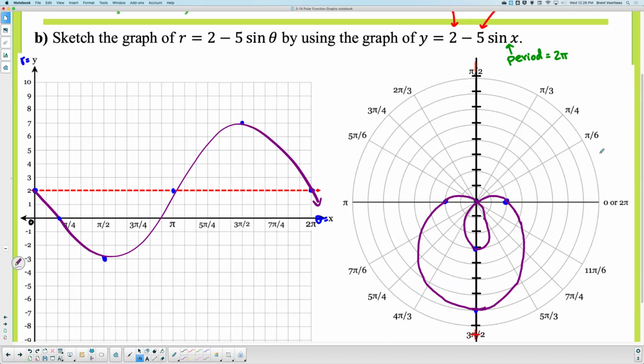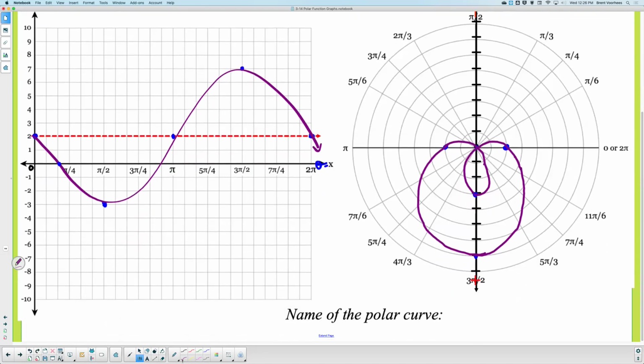That right there is what we call a limacon. It's a French word. Limacon means snail. When they named it, people thought it looked like a snail shell. If I flip it upside the other way, a lot of students see it, and I'll show you on Desmos here in a second. That's a limacon. I call it a limacon.